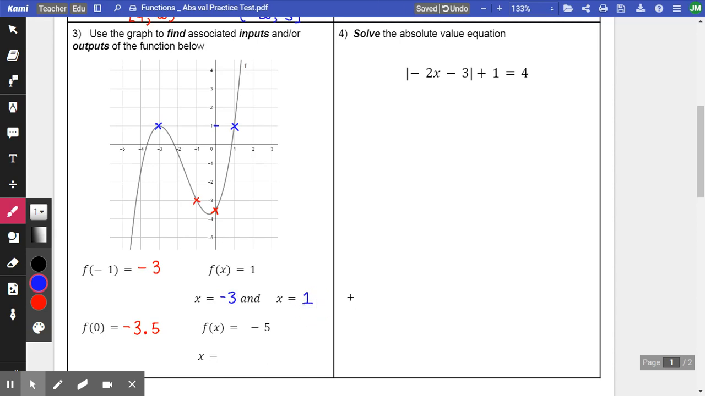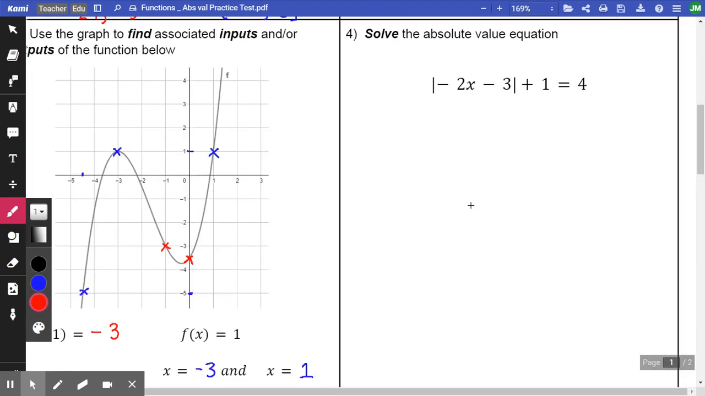And then this last one here, f of x is equal to negative 5. We're given the output, we're looking for the input. So going along the y-axis, negative 5 is right here. The corresponding point on the graph is right there. And the corresponding x value to that point is about in between negative 4 and negative 5, so negative 4.5.